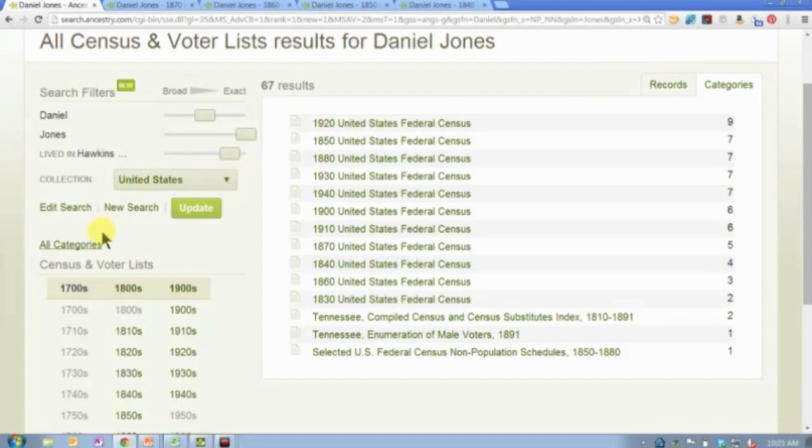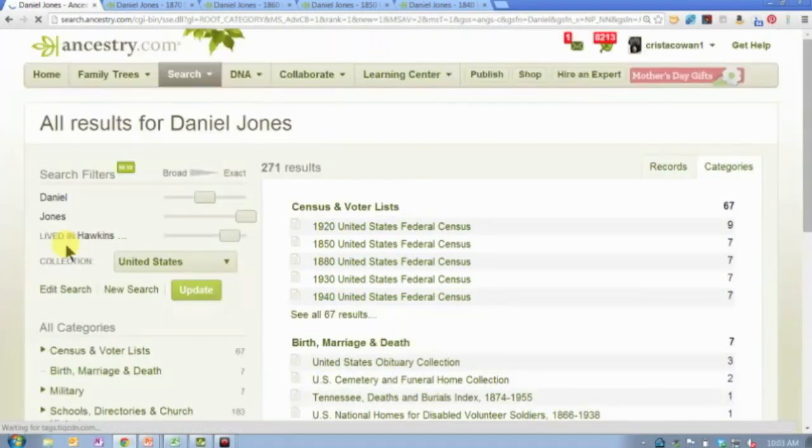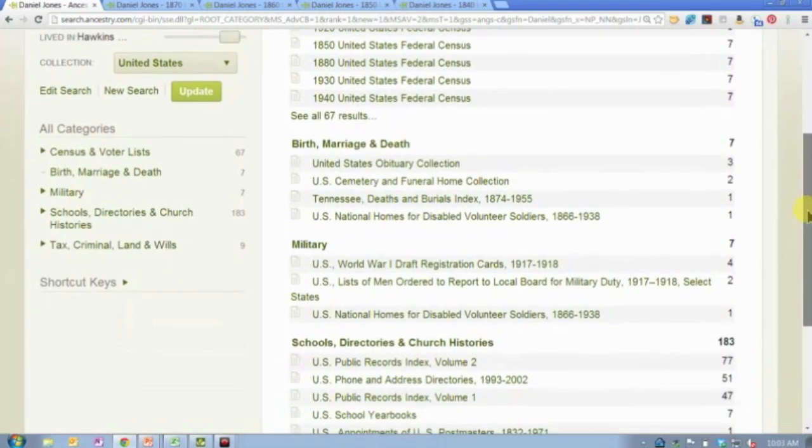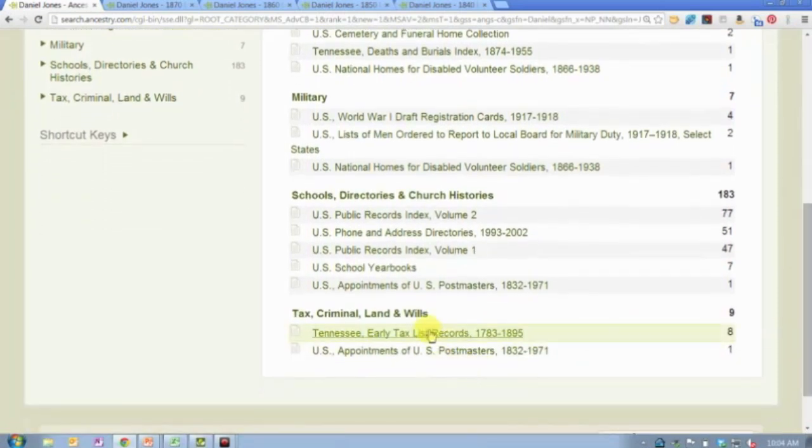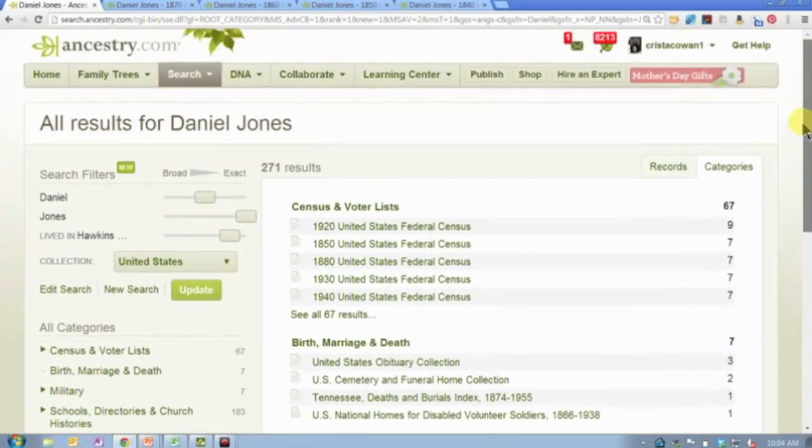Okay, and if I wanted to go back out and look at other records, I don't have to redo my search. I can just click here on all categories. That's going to take me right back out to my main search list. I can look at things like Tennessee burials to see if people died. I can look at disabled volunteer soldiers to see if any of them were affected by the Civil War. I can look through other records, early Tennessee tax lists, all sorts of things available to me here to see other connections to men named Daniel Jones.